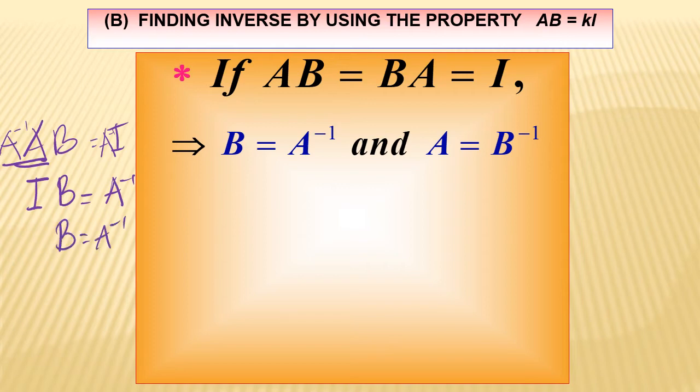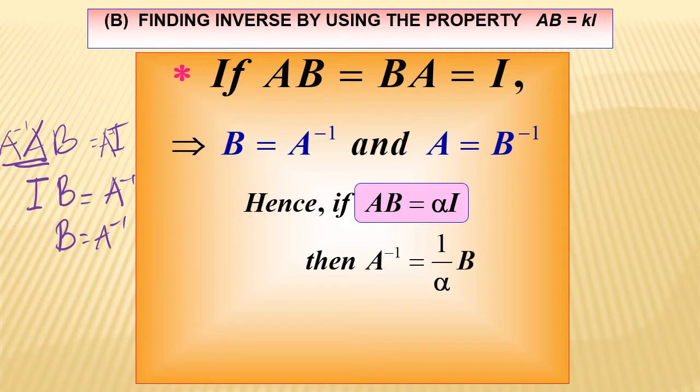So I multiplied by B is equal to B itself, which is equal to A inverse. So vice versa, if we multiply between two matrices and we get an identity or a multiple of identity, they will be inverse of each other. Hence, if AB is equal to alpha of I, a multiple of I, then A inverse equals 1 over alpha of B, and also B inverse equals 1 over alpha of A.